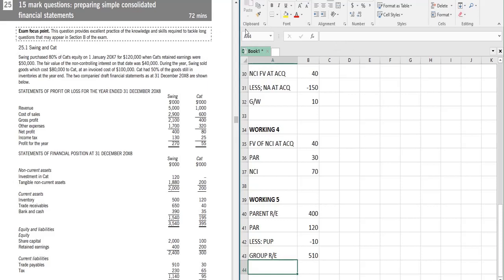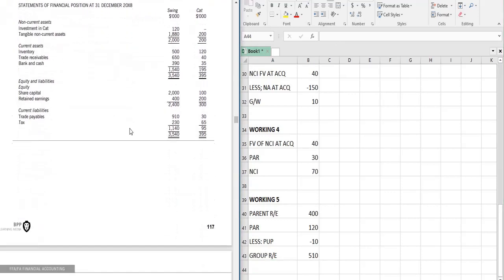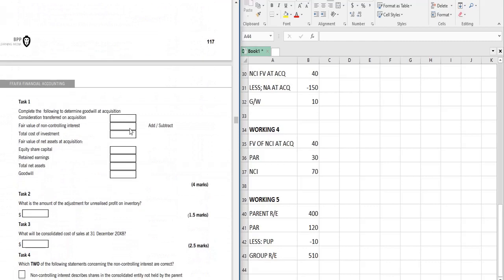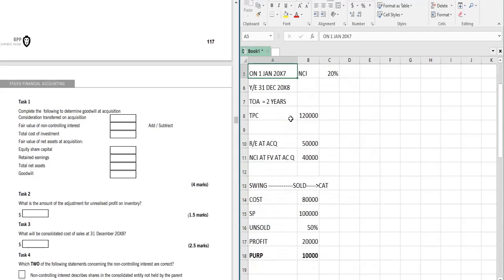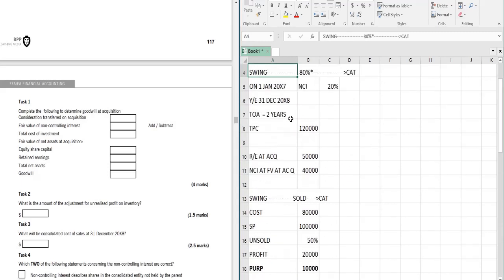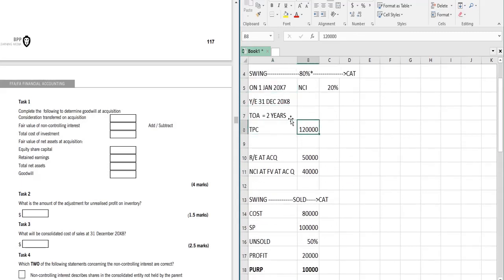Okay. So let's see what the question is asking one by one. We will deal with it. The first is the consideration transferred on acquisition. Then is the total cost of investment, right? The consideration transferred on acquisition is the total purchase consideration which the parent paid to acquire the subsidiary, which is already given in the question, which is 120. You can take 30 as common, so it will be 120.